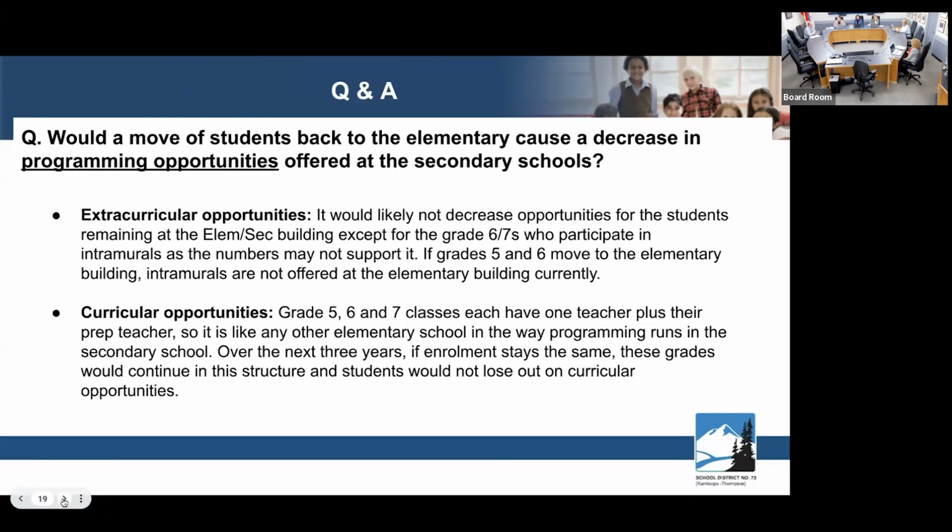But as far as curricular opportunities for our grade 5, 6, 7 students, classes each have one teacher plus their regular prep teacher. So it's not likely that those curricular opportunities would differ in any way. Over the next 3 years, if enrollment stays the same, those grades would continue in the same structure and students would not lose out on curricular opportunities. That's not to say that if numbers did change, then we may have to make adjustments, split classes and so on, but as time goes on, we will fill those in on an as needed basis.